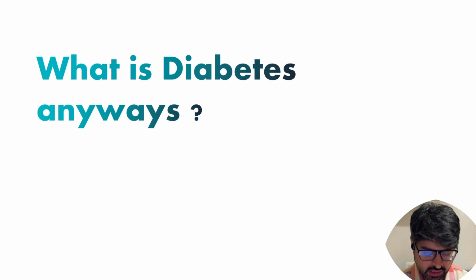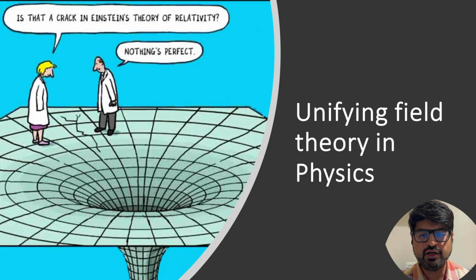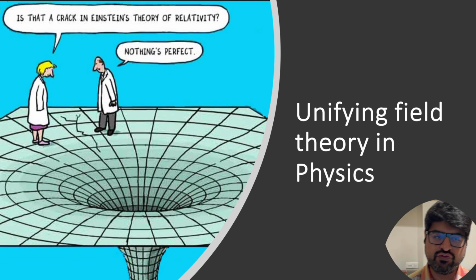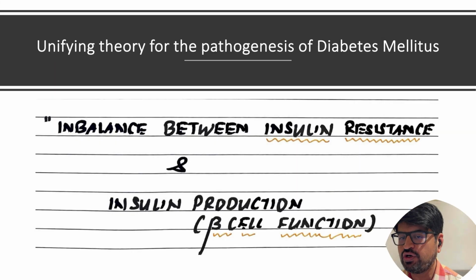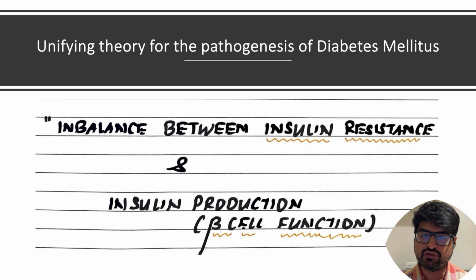What is diabetes anyway? If some of you follow us, we have a YouTube channel called Endocrinology India. Sometime back, we gave a talk called Unifying Theory for Pathogenesis of Diabetes. It's like the unifying theory in physics, right? We all know about Einstein's unifying theory for physics. In the same way, this is a unifying theory for understanding the pathogenesis of diabetes. What I wanted to say in that talk was that for all forms of diabetes, whether type 1, type 2, or other forms, diabetes is a disease of an imbalance between insulin resistance and insulin production, that is, beta cell function. The difference between the body's insulin resistance and the body's ability to produce insulin is what ultimately leads to diabetes. Think of any diabetes and you'll find this perspective to be true.